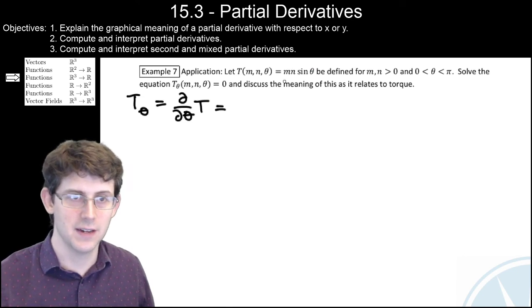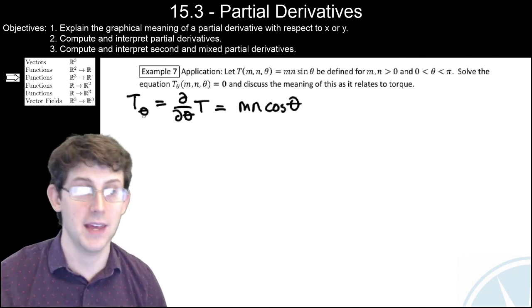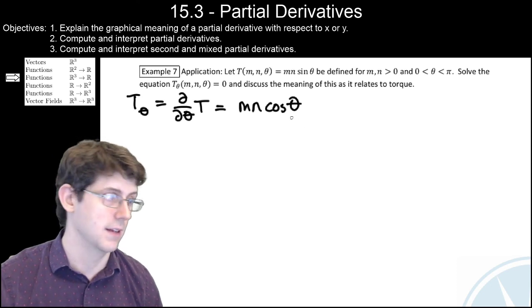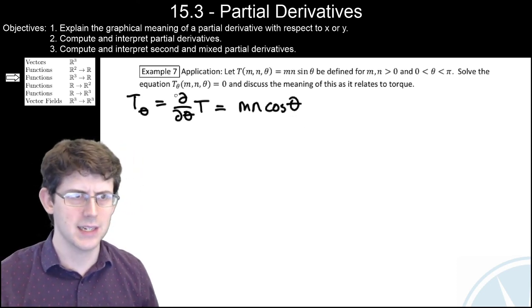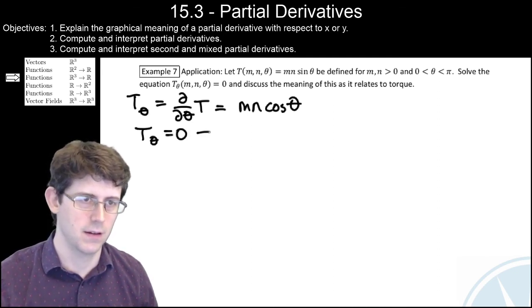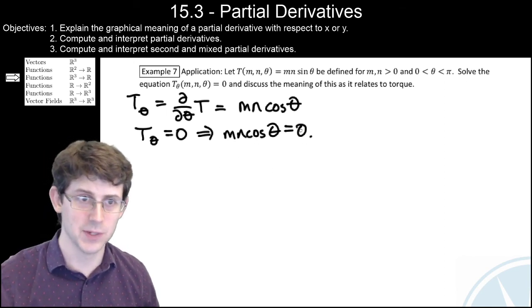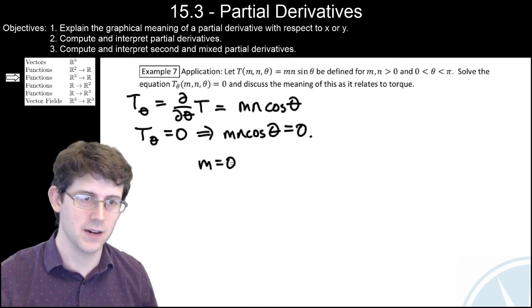So we can take that derivative. M and n are constants. And the derivative of sine theta is cosine theta. So t sub theta is mn cosine theta. Now the question asks, when does t theta equal 0? Well, that happens when mn cosine theta equals 0. How could mn cosine theta equal 0? Well, this is 3 things multiplied together, all equaling 0. So one of them has to be 0. Either m is 0, n is 0, or cosine theta is 0.